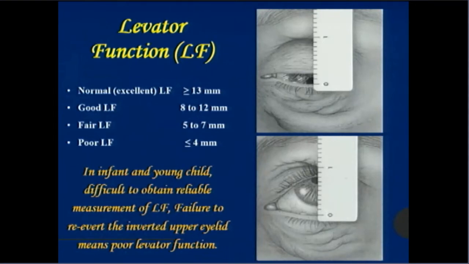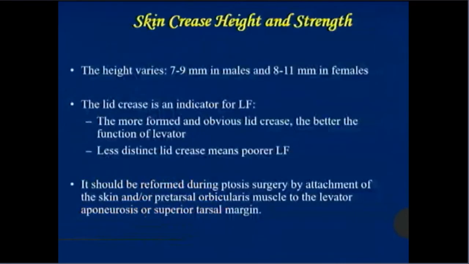Always remember that in the infant and young child it is difficult to obtain a reliable measurement of levator function. If you just try to evert the eyelid, we call it the elf sign, just try to evert the eyelid of the infant or child and just let him go. If the eyelid comes back spontaneously, mostly the levator function is not poor. But if the eyelid is kept everted and you have to re-invert it with your finger, the levator function is poor.